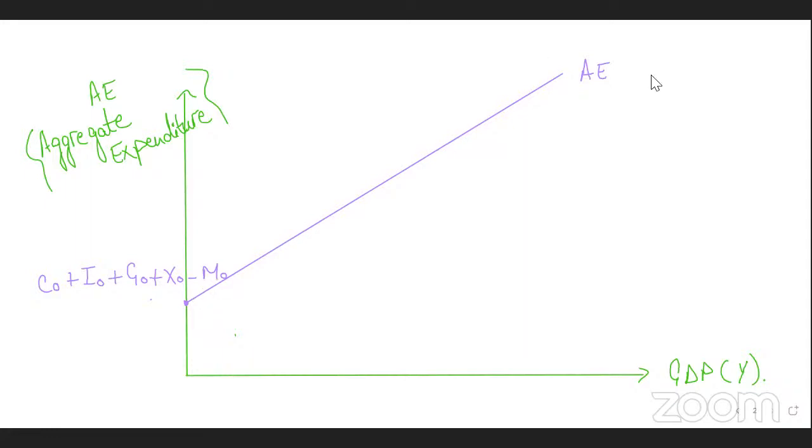Now you need to draw another line. You would remember there's another line that we draw on this graph, and that is known as the x equals y line.